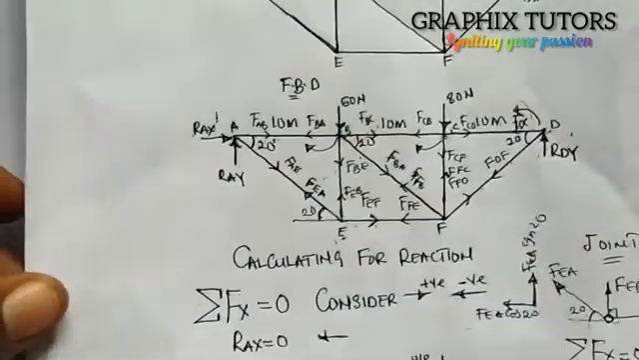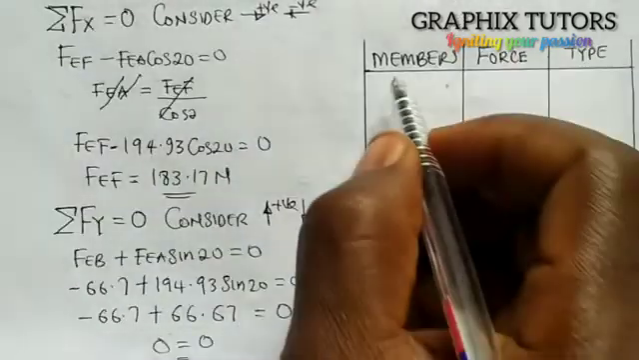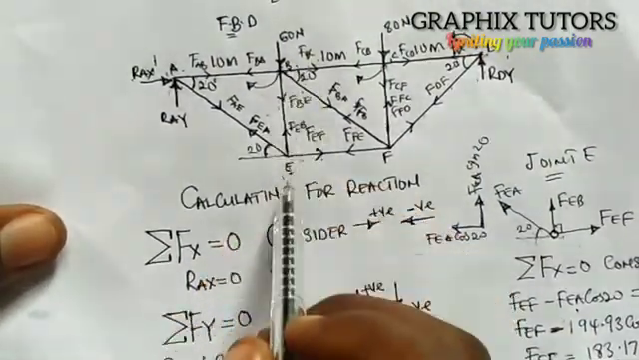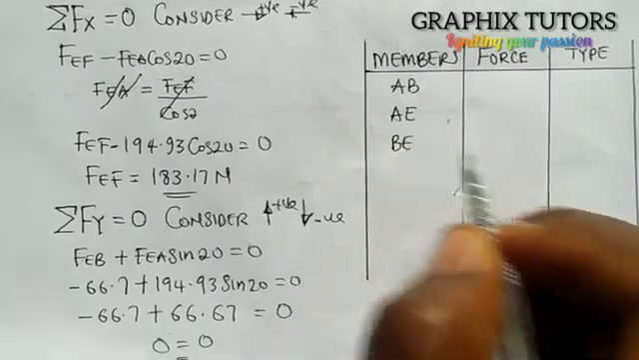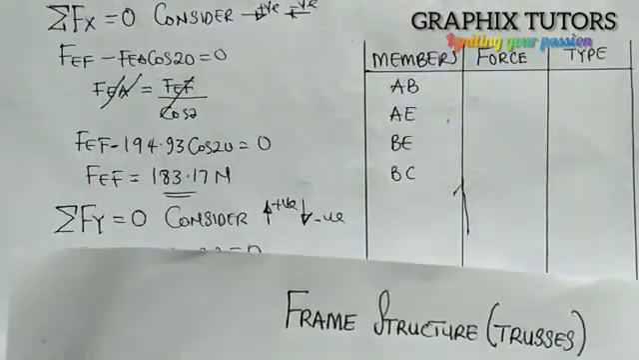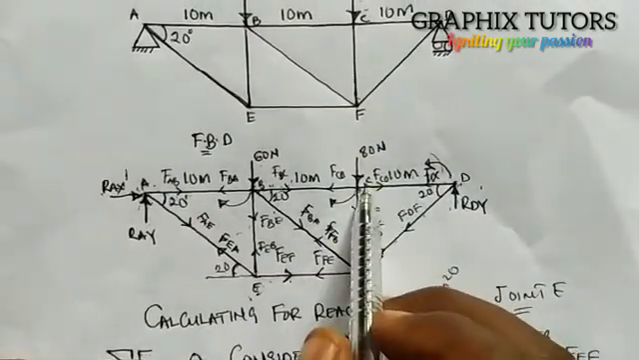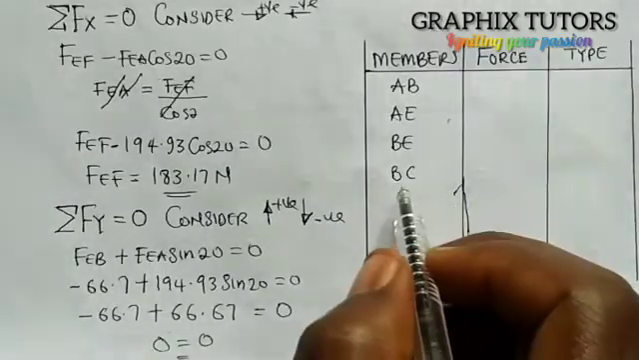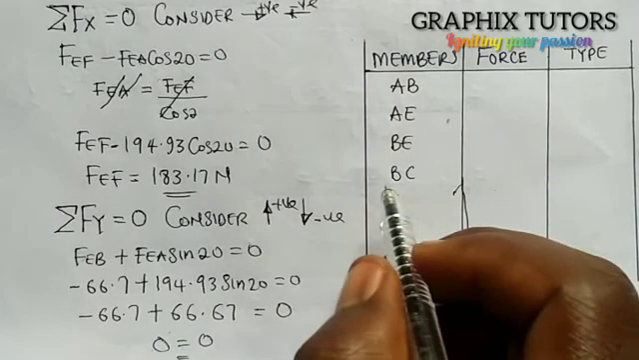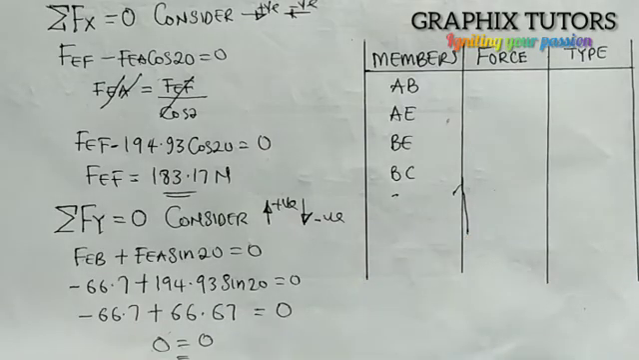How many members do we have? Let's see. We have member AB, so you just write your AB. We have member AE, write member AE. We have member BE, write it BE. We have member BC, write BC. We have member EA, we already have that. So the next one is for this joint, we have CB and CD. So we move forward. CB, same thing as BC, so you don't have to write it anymore.